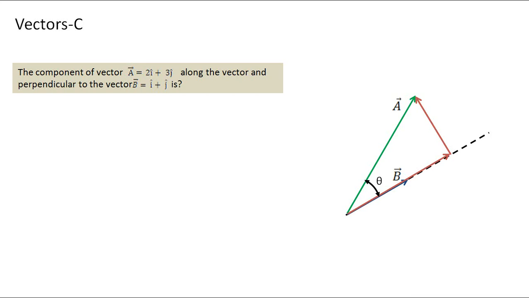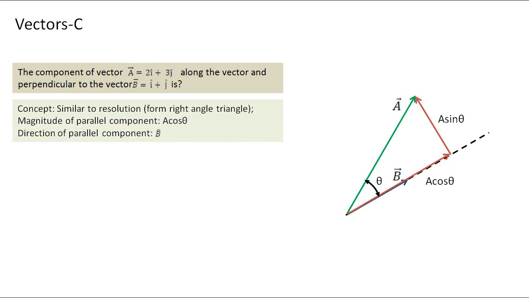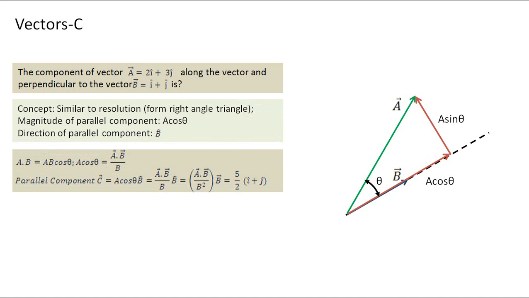Once we form the triangle, it should be a little simpler now. We need the length of the side, we need the direction of the side. So what is the length of the side? If the angle is theta, this length will be A cos theta and this length will be A sin theta. This is a triangle. Let's see how we go about solving the question. The concept is similar to resolution, form a right angle triangle. So the magnitude of the parallel component is A cos theta. And what is the direction of the parallel component? Any direction we specify in terms of a unit vector. So B cap is the direction. So what is the vector? The vector is its magnitude into direction.